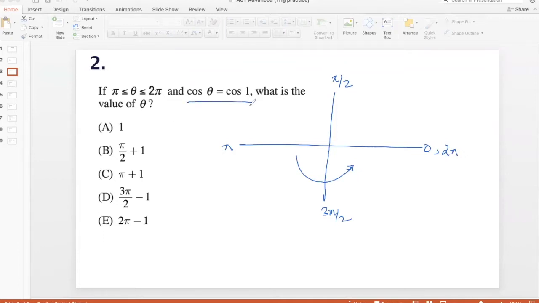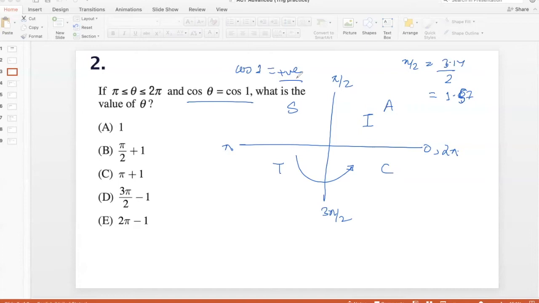Now cos theta is equal to cos 1. So if you are working with radians, then 1 radian will be in which quadrant? So pi by 2 is 3.14 by 2, which is 1.57. So therefore 1 would definitely be in the first quadrant, right? And in the first quadrant, if we go with ASTC, all trigonometric ratios are positive. So cos 1 is a positive number, right?